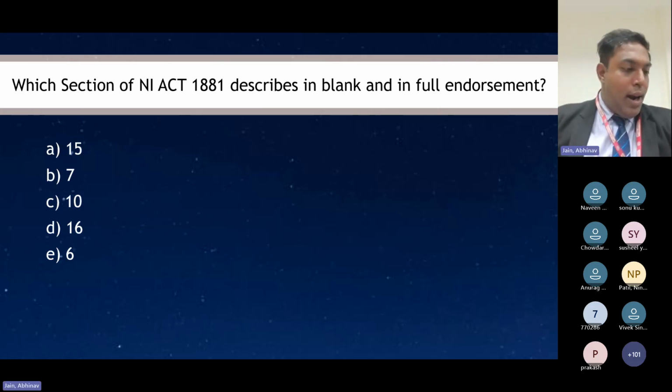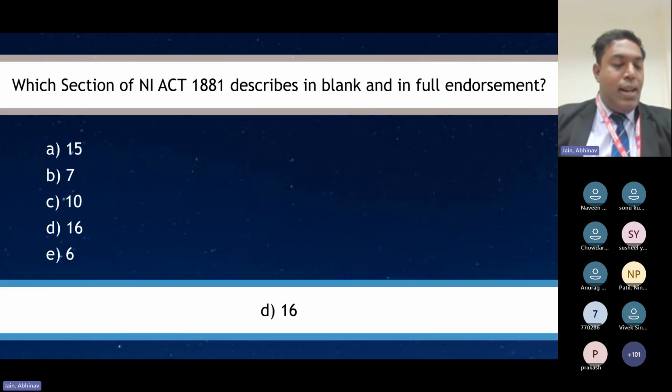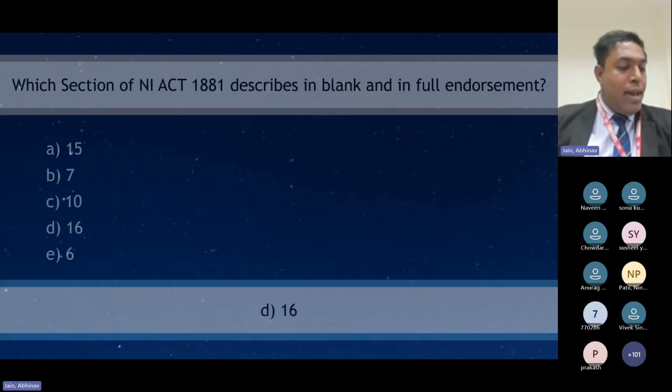Okay, many are writing section 16. Few are having a different opinion. Section 15 is discussed. It is section 16. Blank and full endorsement is defined in section 16 of NI Act. Please do update yourself.